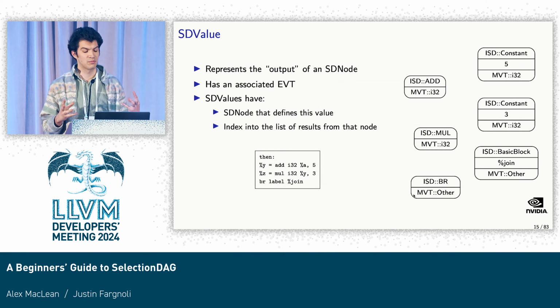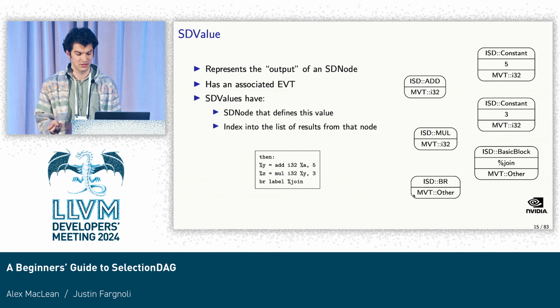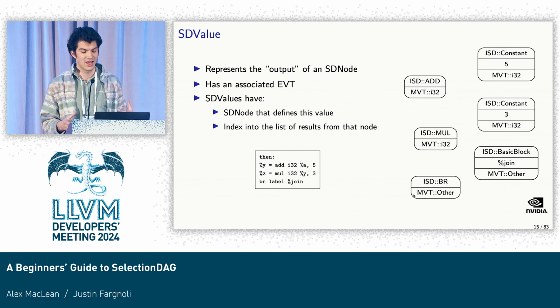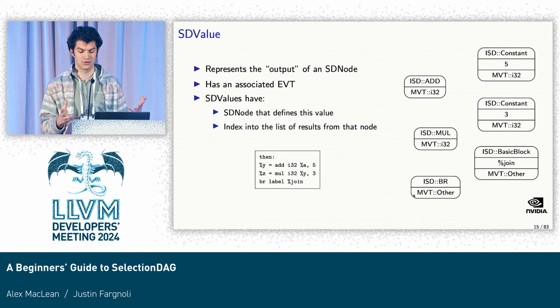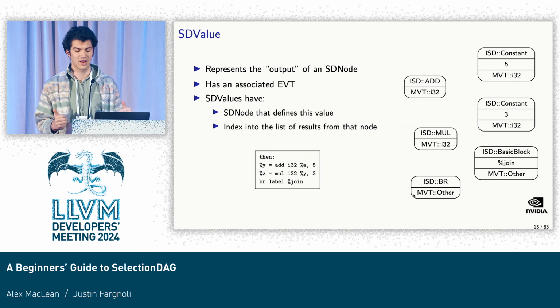The next component of the SelectionDAG is the SD value. This is sort of the output of an SD node. It can be represented as an SD node that's producing the output and an index into the list of outputs. So unlike LLVM IR, in the SelectionDAG, any given node can produce multiple outputs. In this example so far, we're only seeing nodes with a single output, but later we'll see some where there are multiple. Each one of these SD values has an associated EVT. So in our example, the add, mul, and the constants all have the MVT I32 type. The branch and the basic block have MVT other type.